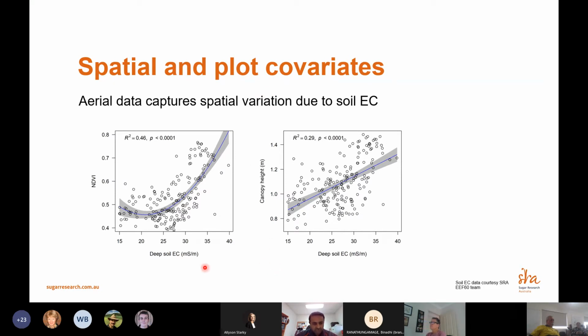This slide shows that aerial phenotypes such as NDVI and canopy height can effectively capture soil variation due to soil EC. Now, most trials would have soil EC data by themselves, but this can provide an additional layer of data for covariate analysis. And they have the advantage that they capture the actual crop growth at the specific location rather than just looking at the physical properties of the soil.